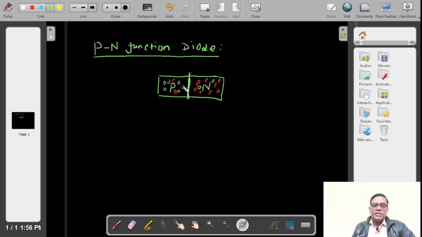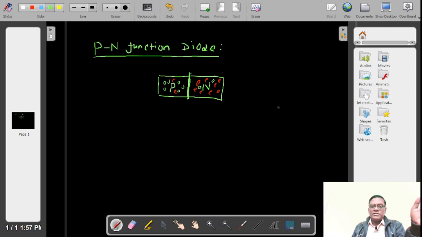in the case of holes, the holes actually do not move, only their position changes. But practically, for understanding, we say the holes move from the p region to the n region, but only the position changes. What is that position change?